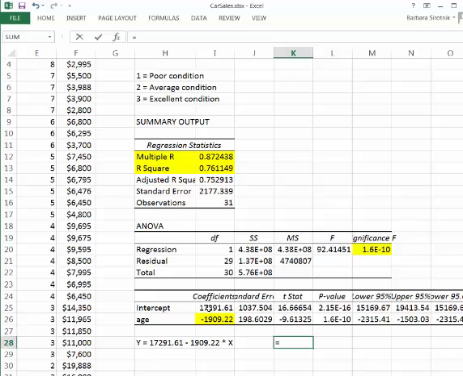The answer is we should be willing to pay 17,291.61 plus this negative 1909.22 times the 5 for the 5-year-old car. The answer is we should be willing to pay $7,745.51 for the car. Further, for every year of age the car gets older, the price drops by about $1,900. So that's a very practical interpretation.